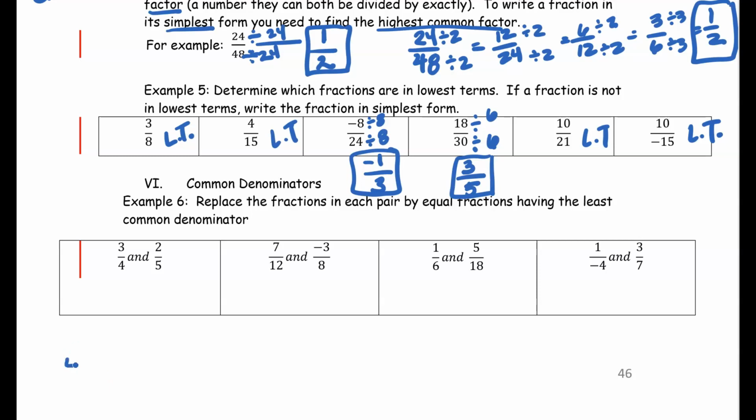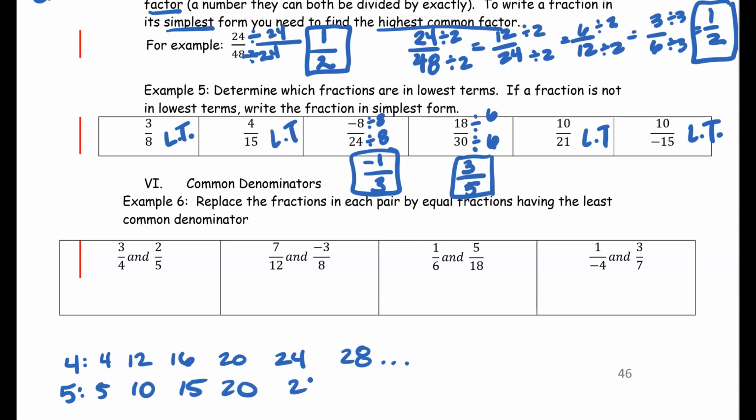So for 4, the multiples of 4 are 4, 12, 16, 20, 24, 28, and then so on. And then 5, we have 5, 10, 15, 20, 25, and so on. They both have 20 in common. So that's the least common multiple for 4 and 5. So what you're going to do is you're going to come up here and say, well, what do I do to 5 to get 20? I multiply that by 4.